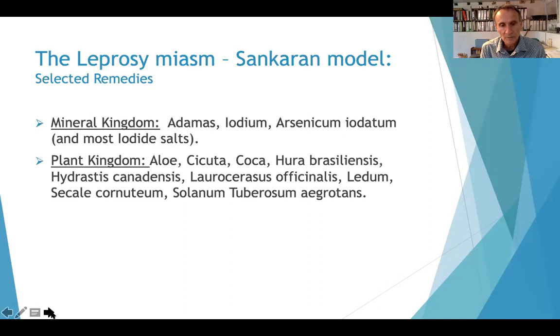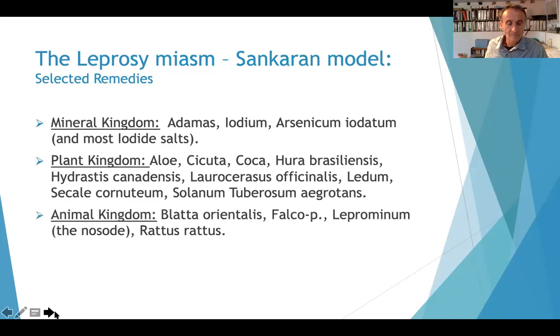Secale cornutum, very famous, that being the ergot contaminated rye plant, rye seeds. And Solanum tuberosum aegrotans. Solanum tuberosum is a potato, and the aegrotans is the potato attacked and destroyed by fungus. So it looks black, smelly, quite loathsome. A major leprous remedy. From the animal kingdom, we've got Blatta orientalis.